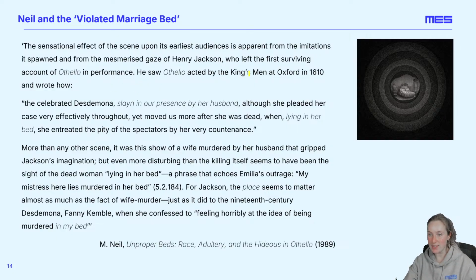He saw Othello acted by the King's Men, that would be Shakespeare's company when Shakespeare was still alive, at Oxford in 1610, and wrote how the celebrated Desdemona, slain in our presence by her husband, although she pleaded her case very effectively throughout, yet moved us more after she was dead, when lying in her bed, she entreated the pity of the spectators by her very countenance.